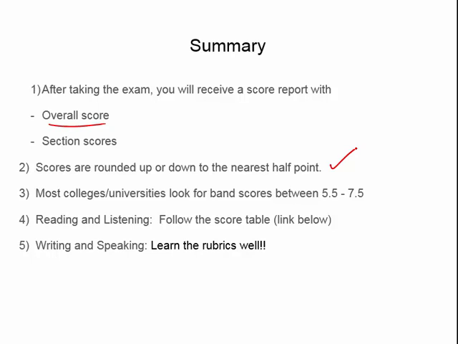Reading and listening follow score tables, and we have links below where you can see those scoring tables. 30 out of 40 will be a band score 6 on general training, for example. And for writing and speaking, you just need to learn the rubrics well. You need to know what you need to be able to do for the band score you're trying to achieve. If you're trying to achieve a 7 band score in speaking or writing, go look at what is required for those tasks and try to achieve those. We'll talk about those a lot in our lessons coming up for each section of the exam.